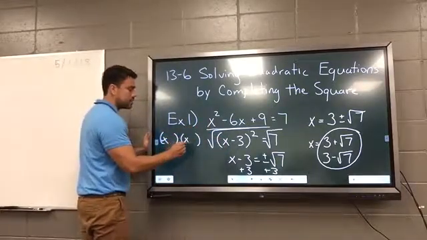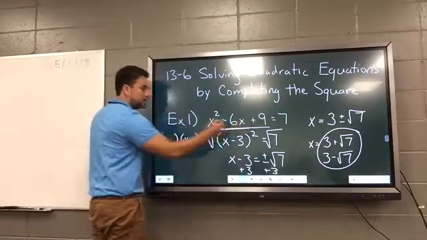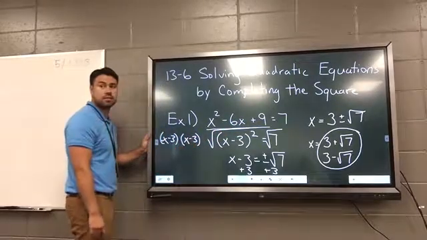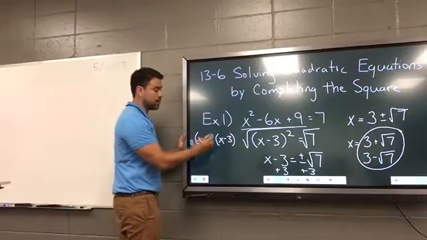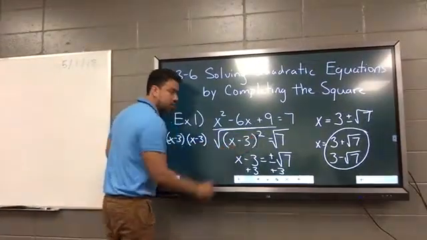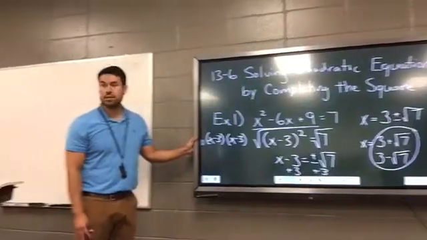You'd get an x and an x. What two factors of 9 add up to be negative 6? They'd both be negative 3. So really you can write it not as x minus 3 times x minus 3, but just x minus 3 squared.